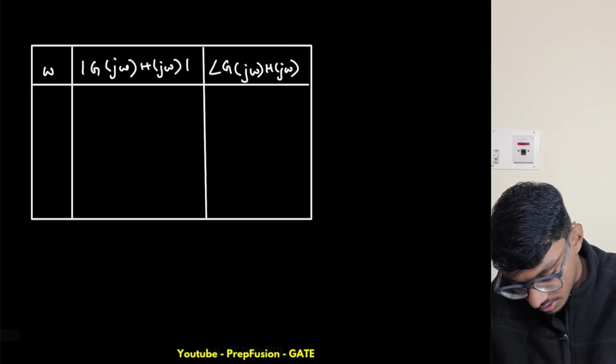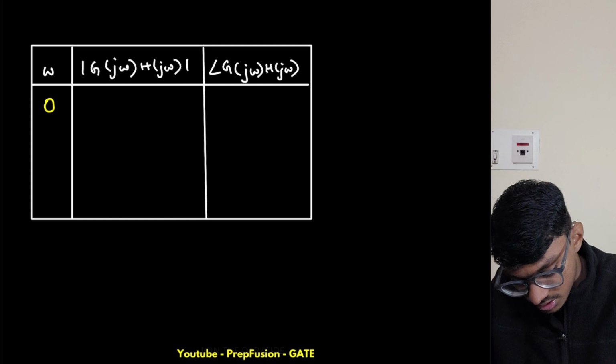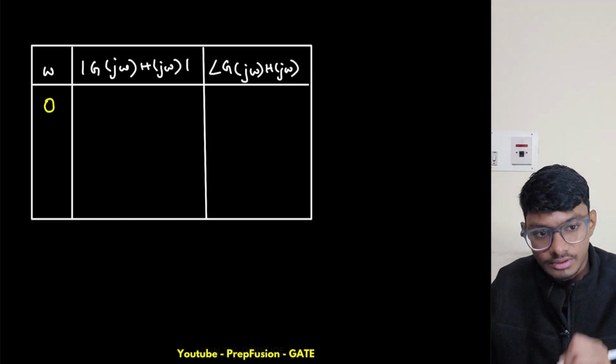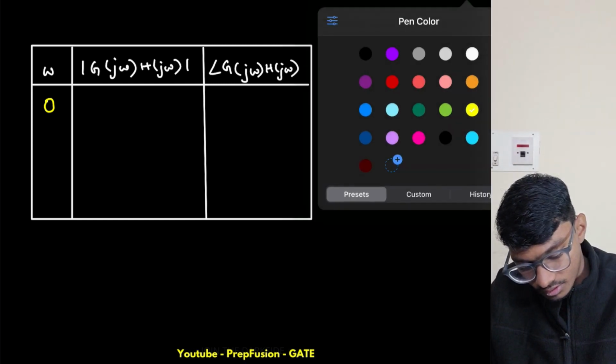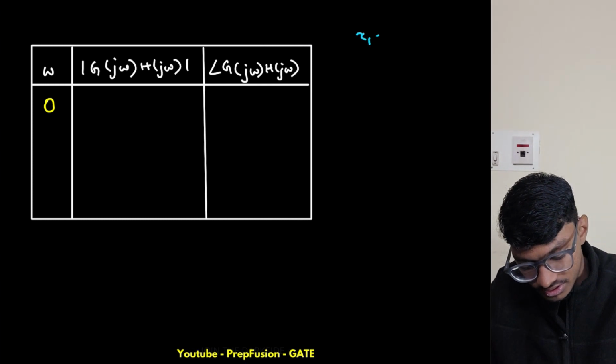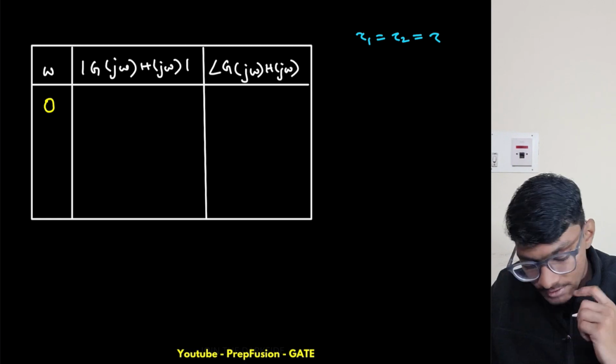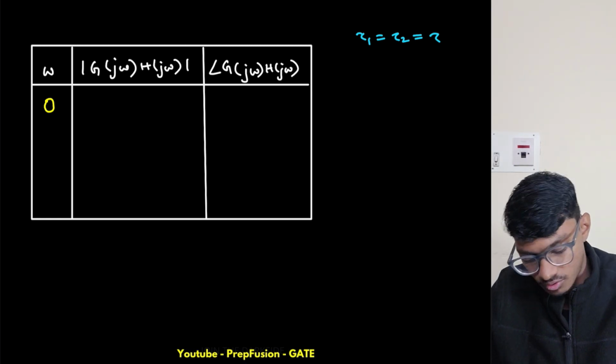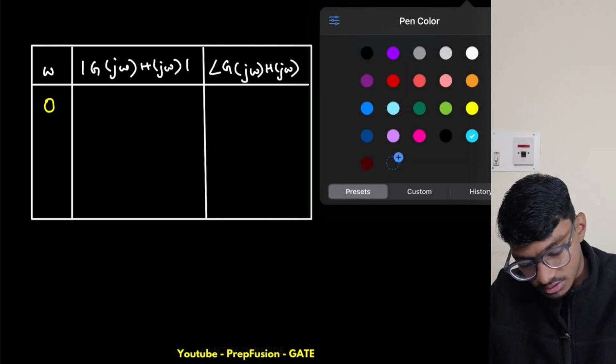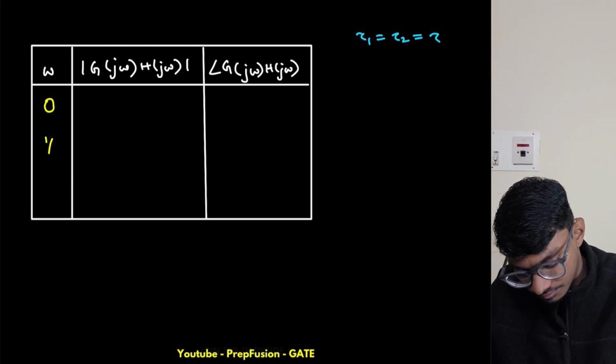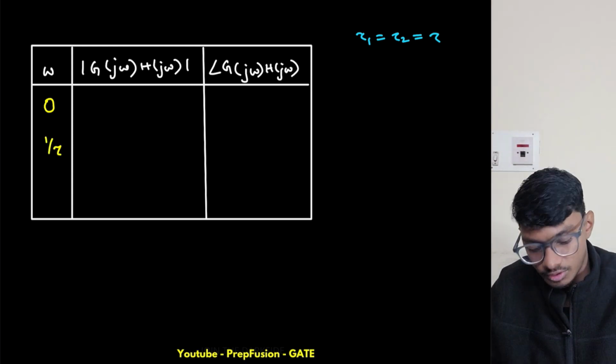So again, let me write down the critical points. 0, I will again do it for 1 by tau this time. What I will assume, for our simplicity, is that tau 1 equals tau 2 equals tau itself, okay? So if tau 1 equals tau, I will take another point as 1 by tau, omega equals 1 by tau, okay? And what about another point? Omega equals infinity.